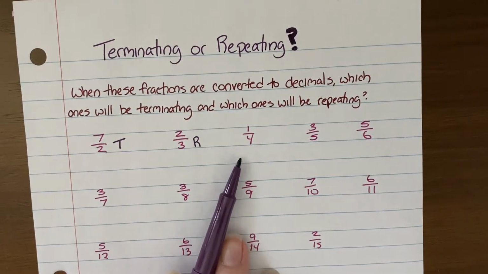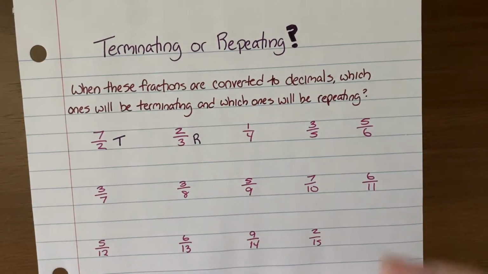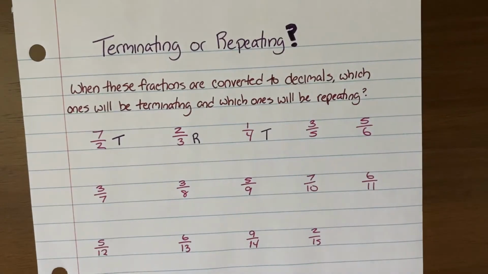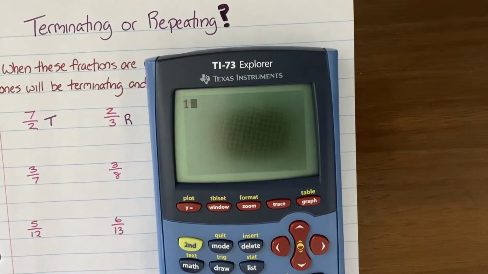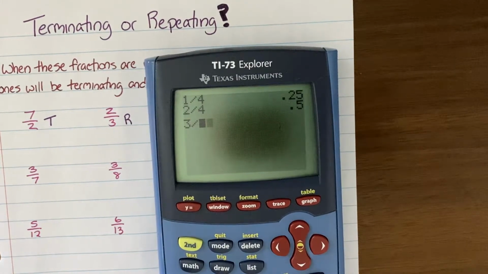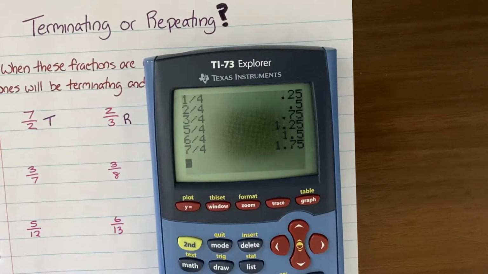What about a 4 as a denominator? 1/4 we know is 0.25, 25 hundredths. Okay, I know this one will terminate. Will all fractions terminate that have a denominator of 4? There's 1/4. 2/4, 3/4, 5/4. Oops, I skipped 4/4, but we know 4/4 is just 1. 6/4, 7/4. I'm only seeing terminating decimals here. So I think we can safely say that a denominator of 4 will give me a terminating decimal.